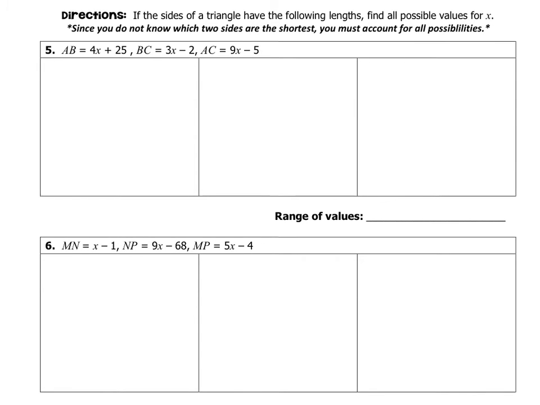So let's look at how we deal with triangle inequalities. Here, it says that if the sides of a triangle have the following lengths, find all possible values of x. So you're asked for all possible values, meaning you're asked to find a range. So how do we deal with this? If you recall, when we talk about triangle inequalities, we have to know which side is the longest and which side is the shortest. And since you don't know, you have to anticipate all possibilities.